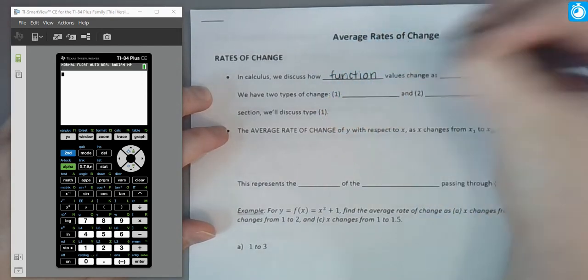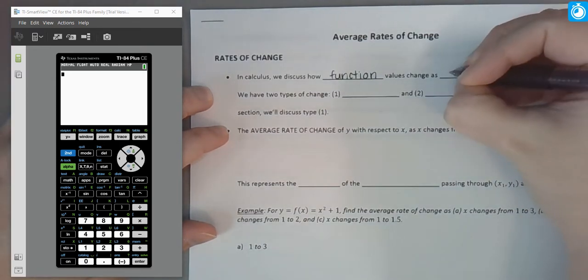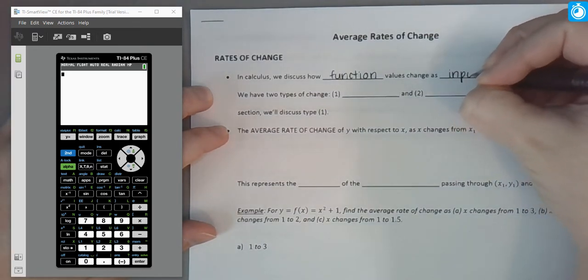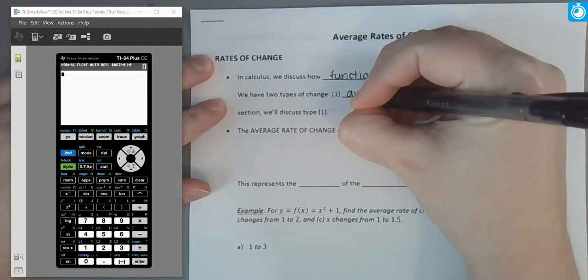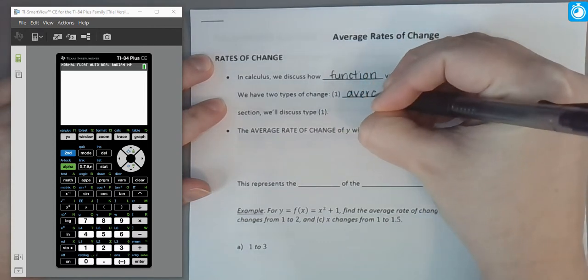a function, how those values change as input values change. In other words, as our x values are changing, what we're analyzing is how the associated y values are changing in relation to those input changes. Now when we talk about a rate of change, we have two types of change in that sense. One type is what we call the average rate of change.